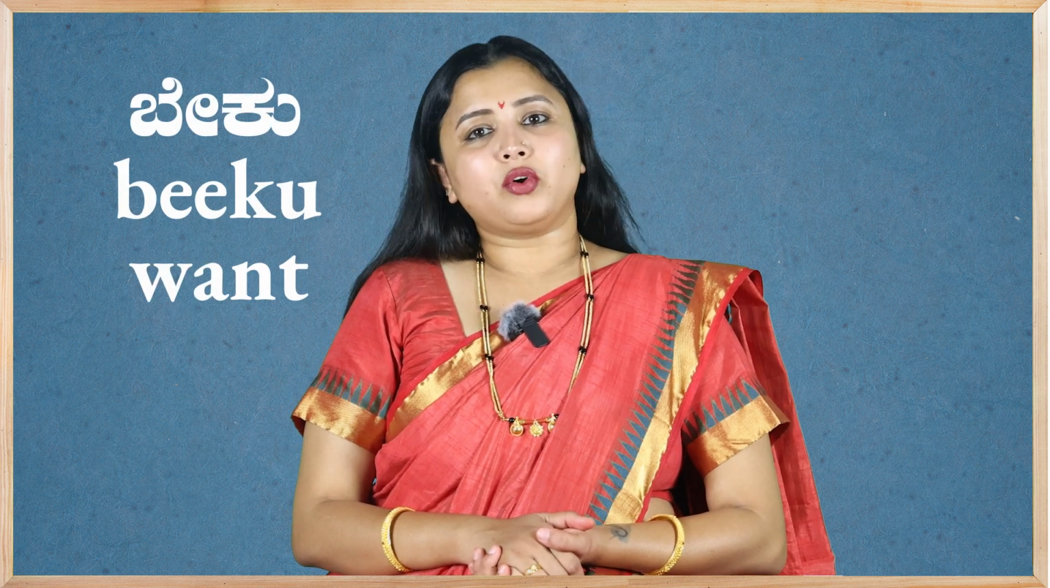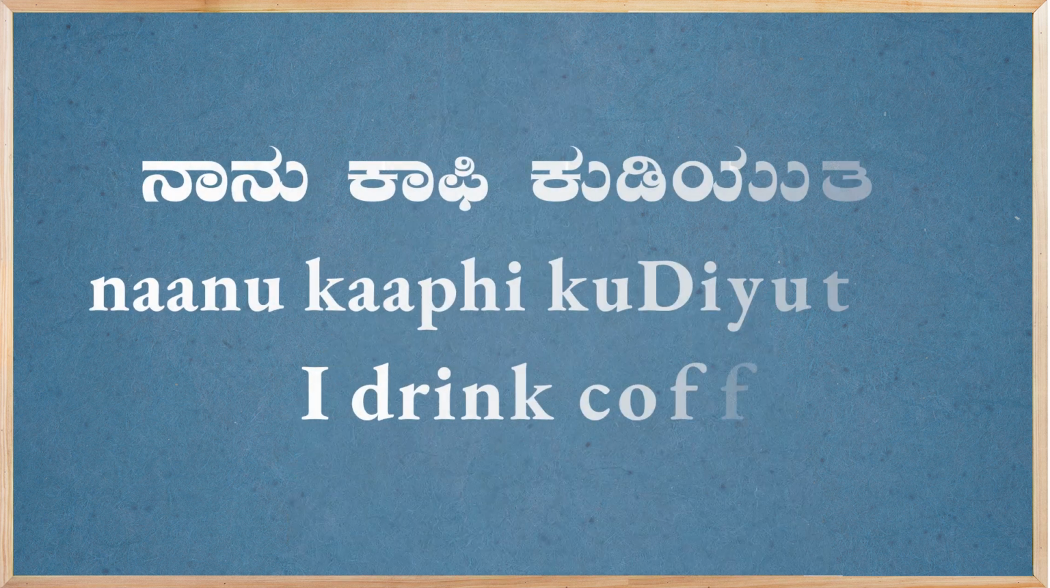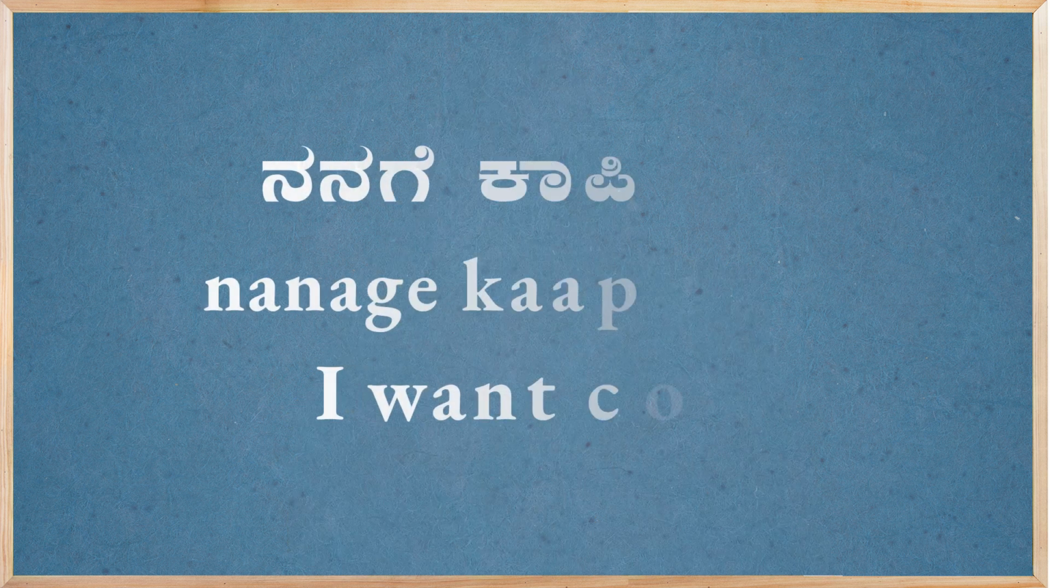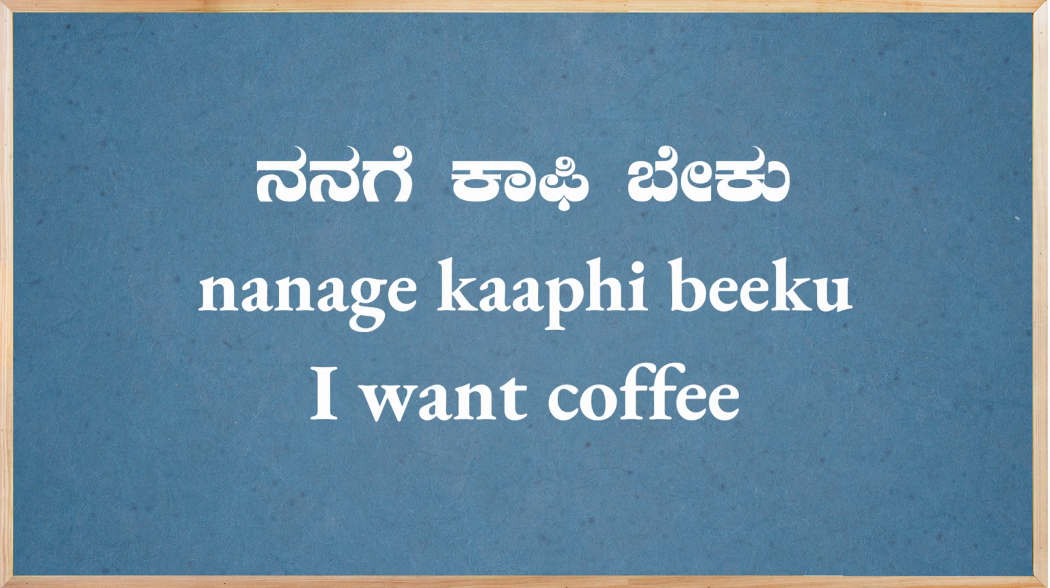Let's take beku, want, as our go-to example. We compared Nanu coffee kudiyuttene, I drink coffee, where Nanu is the nominative subject doing the action of drinking. Then we contrasted it with Nanage coffee beku. I want coffee. Here, Nanage, to or for me, is in the dative. I am the one who wants, but the action of wanting is to me. It's a state, not an action I am performing directly on the coffee. This dative structure is consistent across all defective verbs.